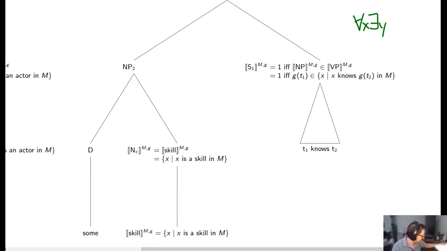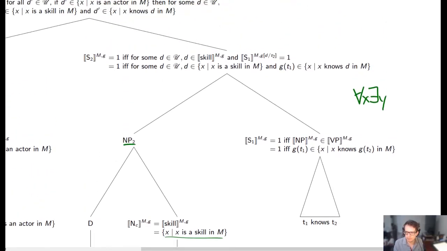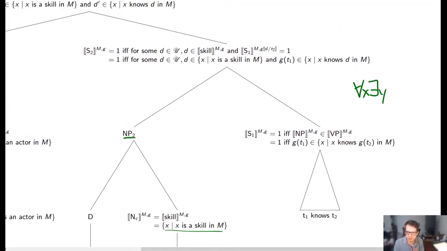So this is NP2. So we know how to do skill because skill is a common noun. So we're going to say that this is the set of x such that x is a skill in M, and this will be the same for skill and the common noun. Okay, so this is some skill 2, T1 knows T2. So this is nice because this is really just what we saw in the one tree example, or one quantifier example.